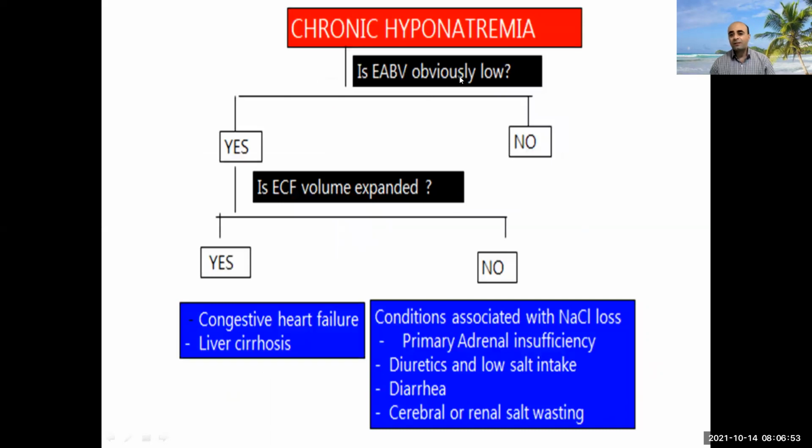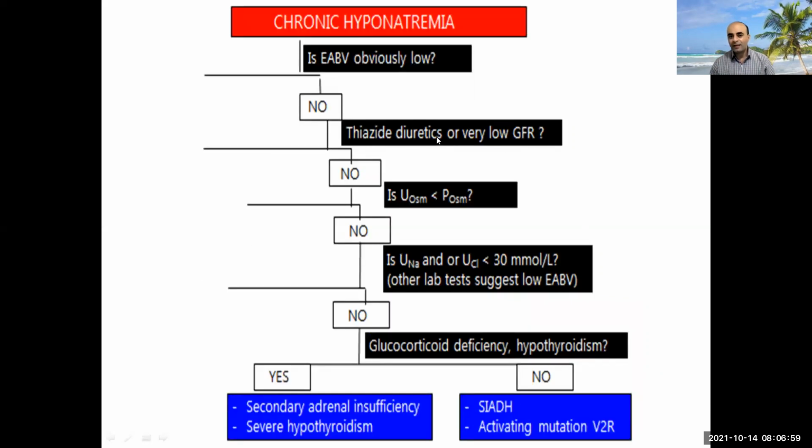If my patient is not volume depleted, not dehydrated, we ask whether the patient is on thiazide. If not, check whether GFR is low. If no, check urine osmolarity: is it less than plasma osmolarity? If no, I will check urine sodium and urine chloride. If less than 30, if no, I will check serum cortisol and TSH. If yes, maybe my diagnosis is either adrenal insufficiency or severe hypothyroidism. Otherwise, if both are negative, we go to SIADH. And all this was discussed before in the previous presentation.